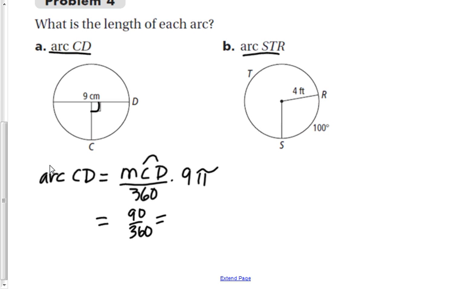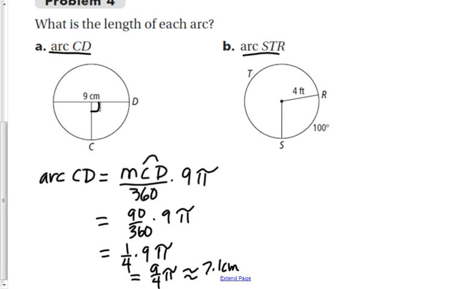And we have to multiply that by 9 pi. And 90 divided by 360 is 1/4. And so in terms of pi, it's just 9/4 pi, which if we approximate that, we get about, to the nearest tenth, about 7.1 centimeters. Okay, so arc STR, and we're talking about the major arc here.